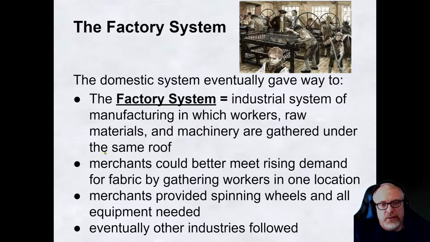Now, eventually, other industries will follow the same method. So this begins with the textile industry, but this will move into all aspects of industry.